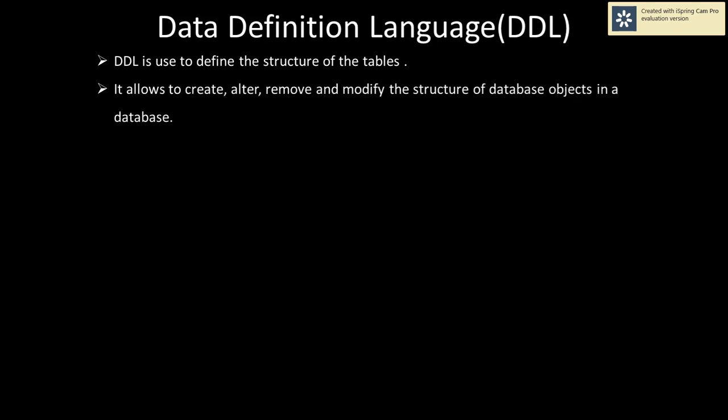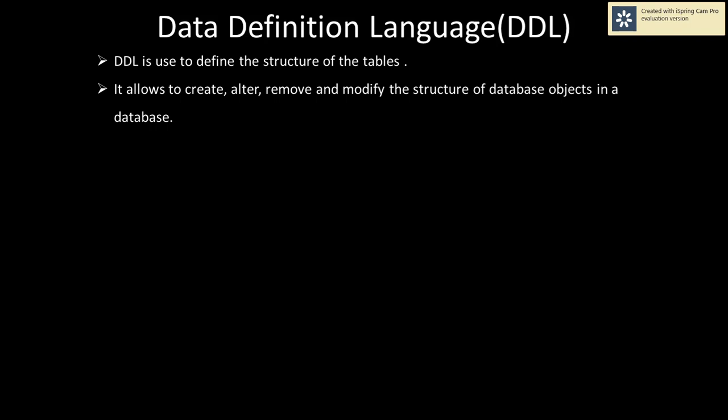Okay. So, in data definition language, first point, DDL is used to define the structure of the table. That means by using DDL command, we can create database, we can create table. Next point, it allows to create, alter, remove, and modify the structure of database objects in a database. So, by using different DDL commands, we can create our database and table.